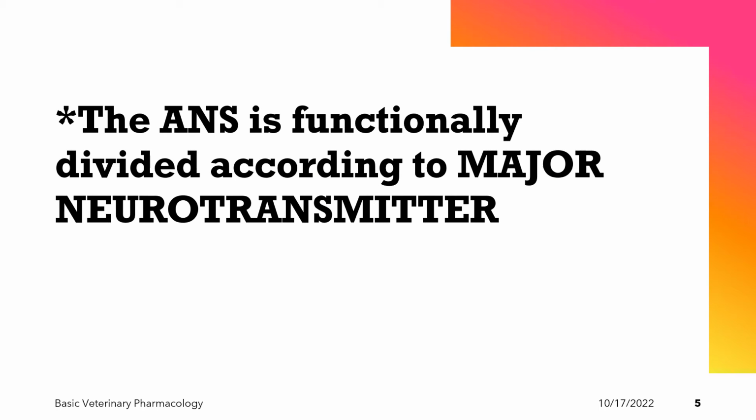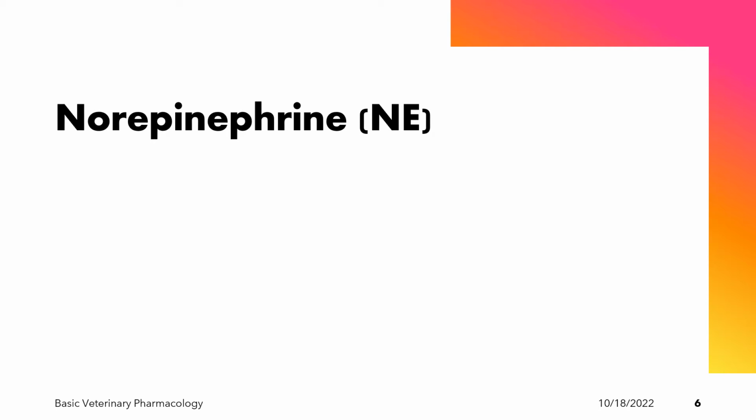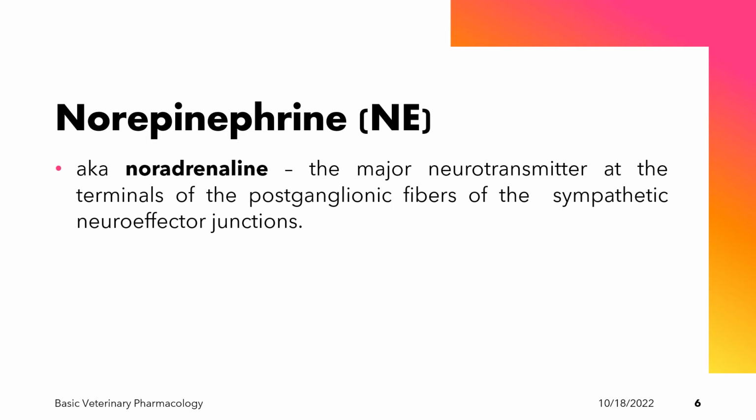So the autonomic nervous system is functionally divided according to the major neurotransmitters that it releases. So the first neurotransmitter is the norepinephrine or the NE, also known as noradrenaline. So again, this is the major neurotransmitter at the terminals of the postganglionic fibers of the sympathetic neuroeffector junctions.